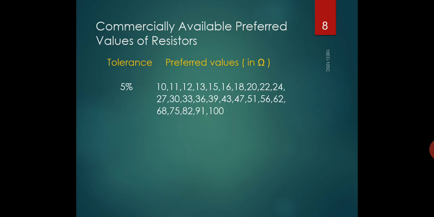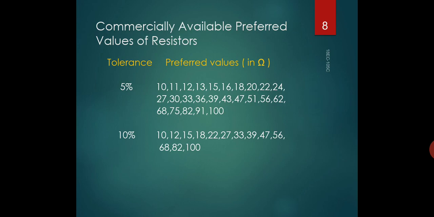In the tolerance of 5% range, the preferred values of resistors available are 10, 11, 12, 13, 15, 16, 18, 20, 22, 24, 27, 30, 33, 36, 39, 43, 47, 51, 56, 62, 68, 75, 82, 91 and 100.